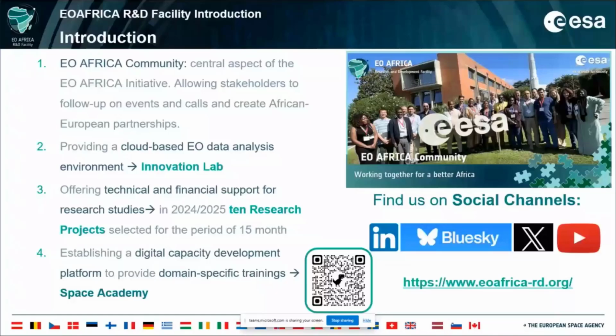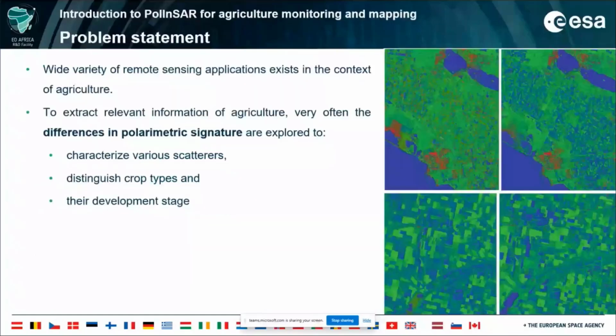Okay, so now I would introduce the problem of this webinar, the idea behind this webinar, and why we think it needs to be provided. There exists a wide variety of remote sensing applications in the context of agriculture, and possible applications include crop mapping, classification, but also other applications such as water resources consumption, yield prediction, crop condition and phenology information, but also soil moisture and crop productivity.